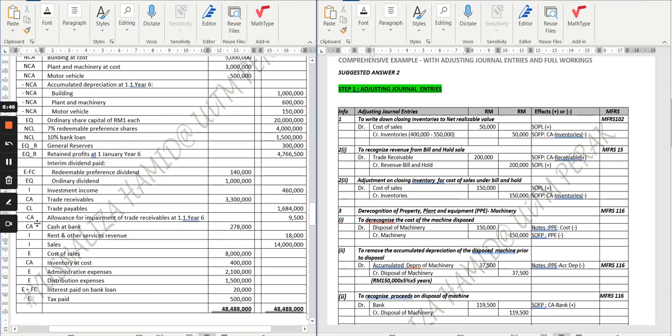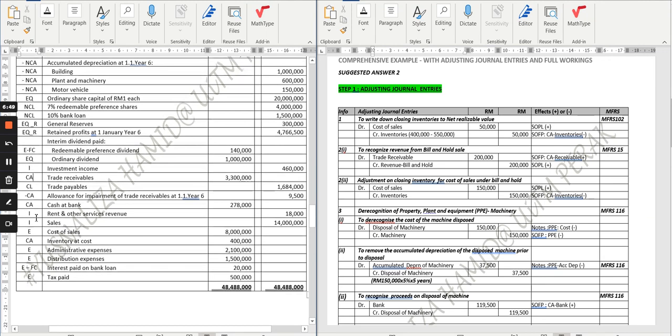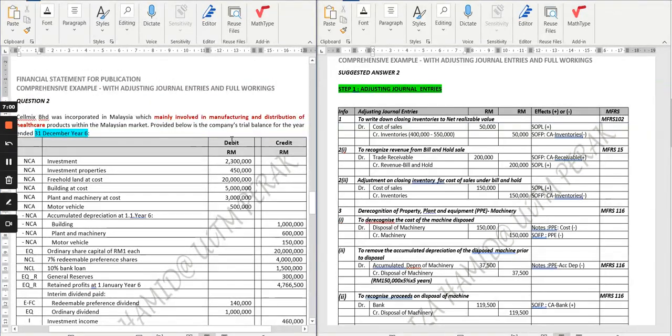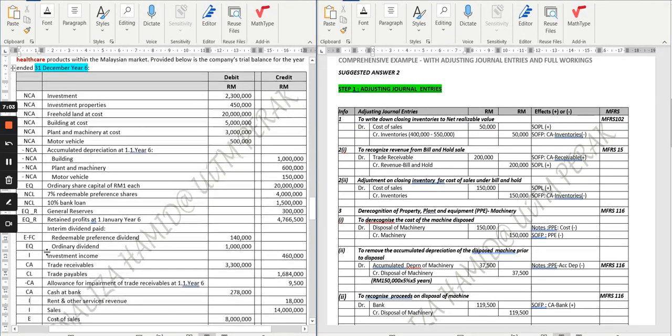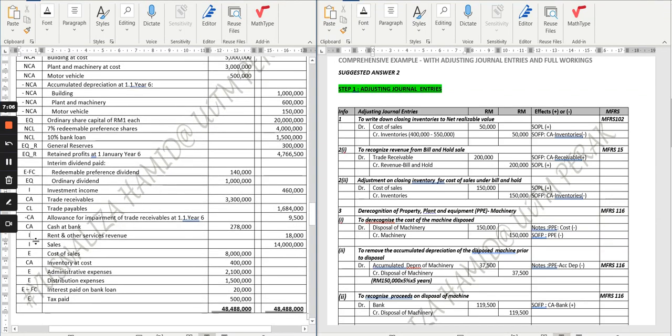Remember, trade receivable must be reported at the net realizable value. Then you have your cash at bank, your rent and other service revenue. This will be under other income, because the nature of the business here is the manufacturing and distribution of healthcare, and this would just be classified as other income. And then you have your sales. Sales are your income, but to be specific, sales are your revenues, which is to be classified or accounted under MFRS 15. And then you have your cost of sales, which is expenses, the second line item in your SOPL.